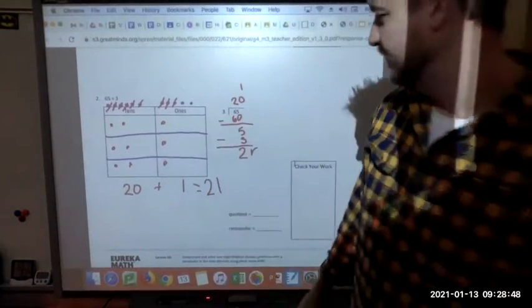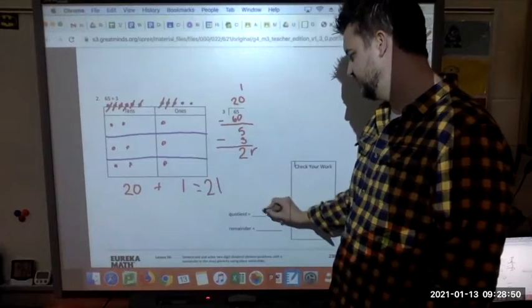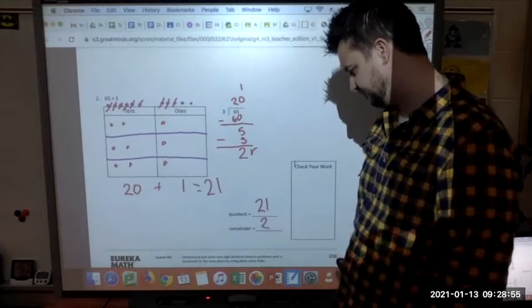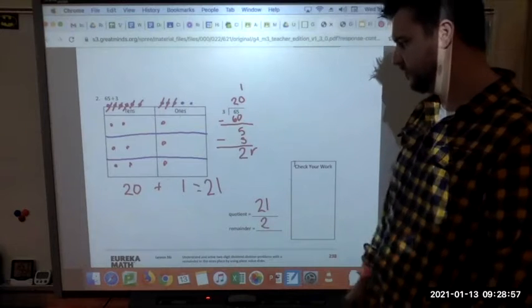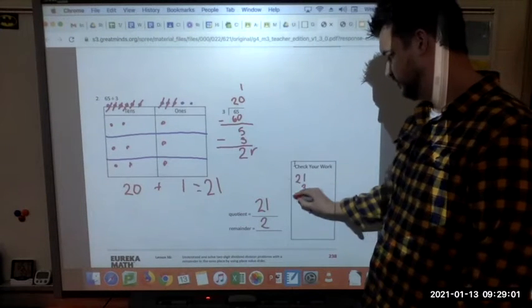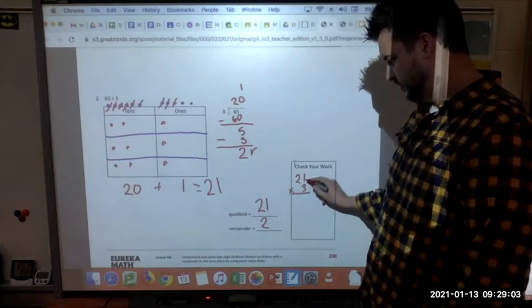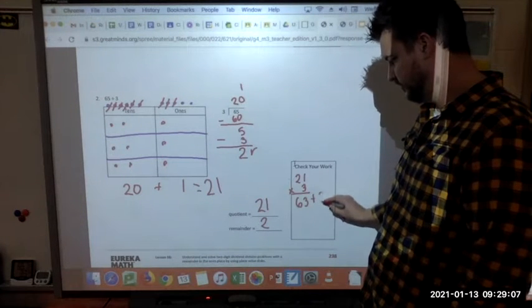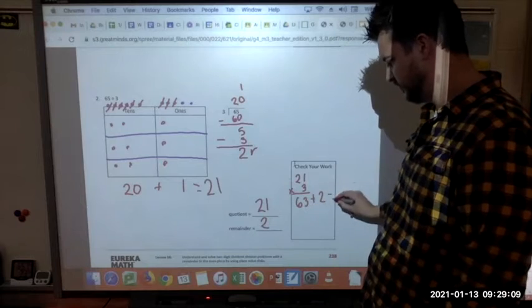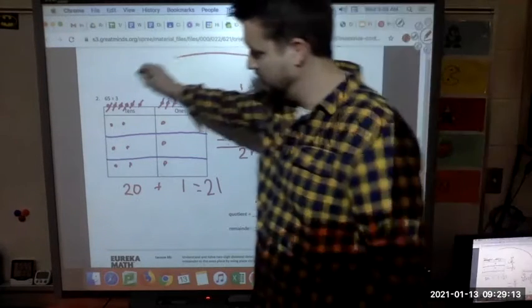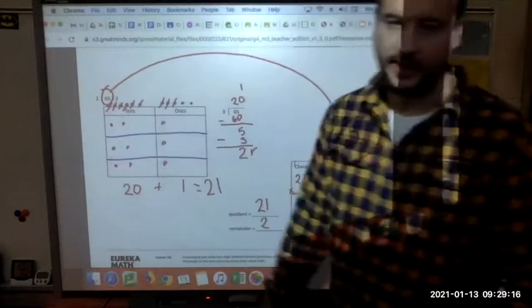So we've got 21. Quotient is 21. The remainder is 2. I can check it using multiplication. So I'm going to come over here. 21 times 3. 3 times 1 is 3. 3 times 2 is 6. 63 plus 2 equals 65, which is what I started with, my dividend. So I know I'm right.